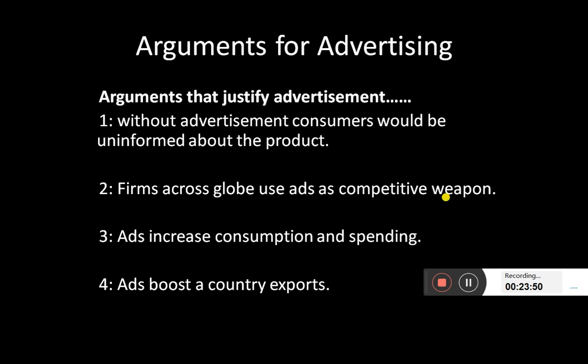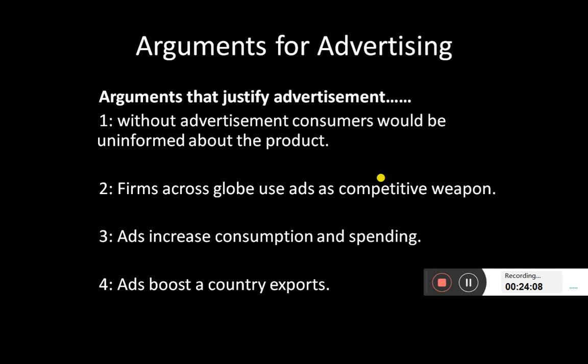First we are going to study the arguments for advertisement. It simply means the arguments of that group who say advertisement is good, there must be advertisement. These are the arguments that justify advertisement, that they are in favor of advertisement. Why are they favoring advertisement?